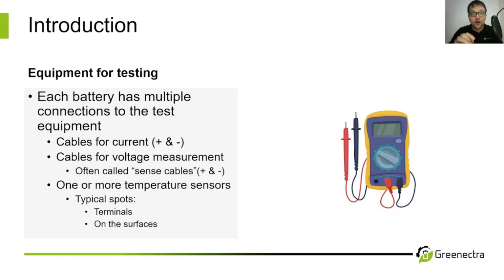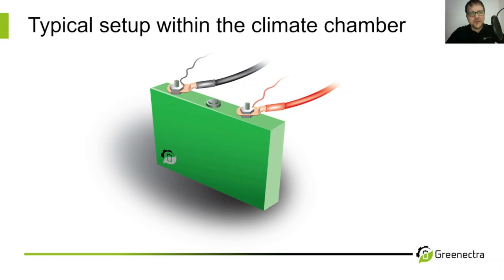So looking inside a climate chamber, you could see something like this. You can see the thick cables. These are the cables carrying the current, and the thin cables through which the voltage measurement is carried out. In this picture, you don't see any temperature sensors, but you could imagine a temperature sensor, for example, right in the front, in the middle of this big surface of this prismatic battery cell.